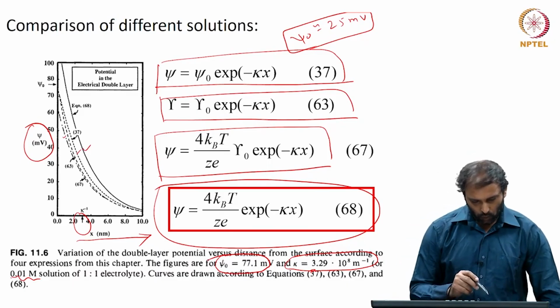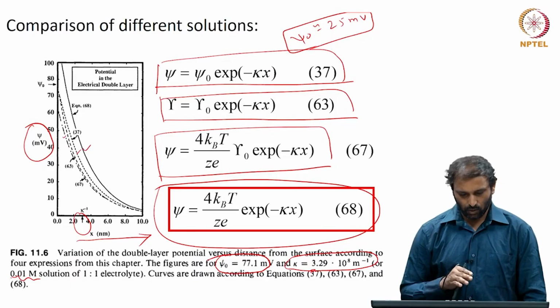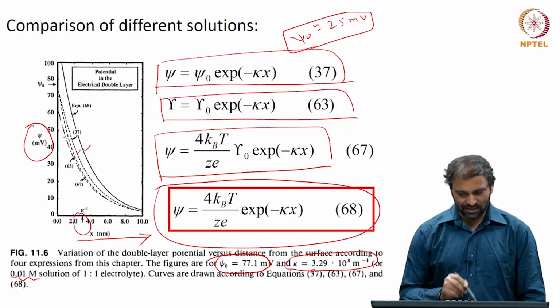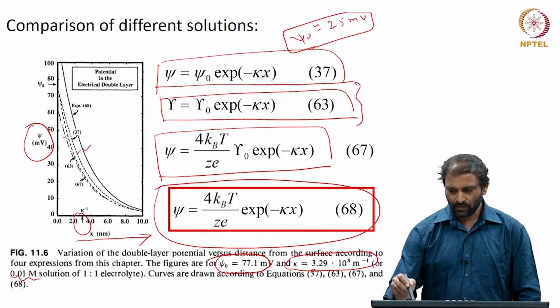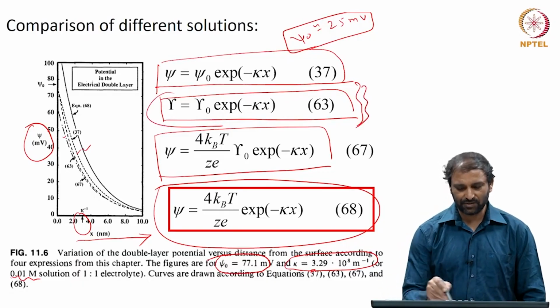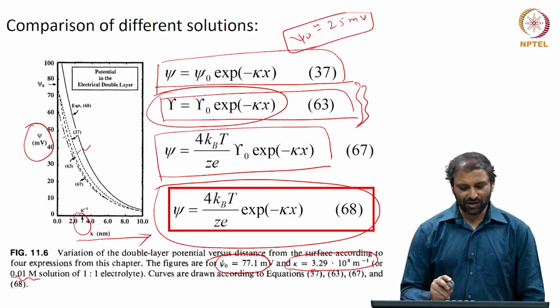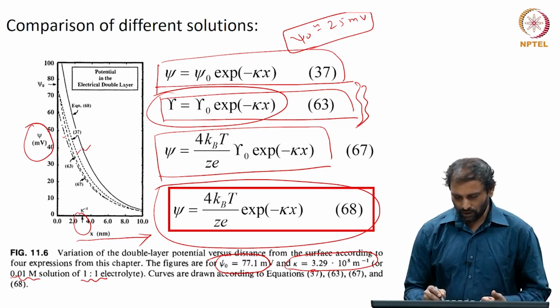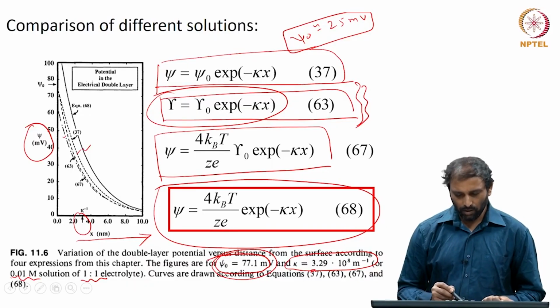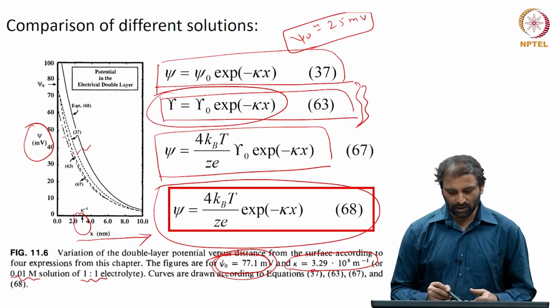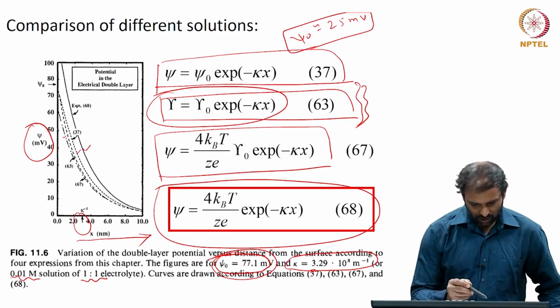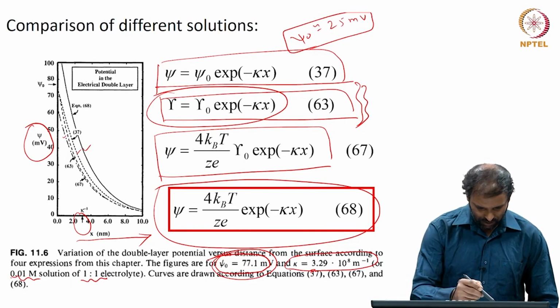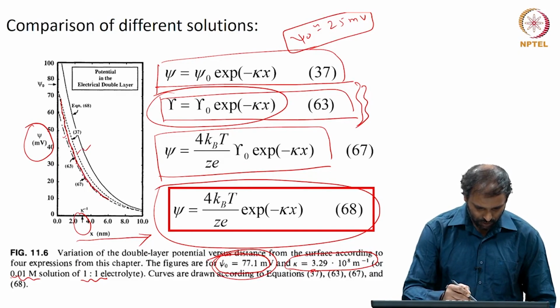And so, the best expression that one could use to predict the variation of potential with separation distance in this particular case is this expression, because this is the Gouy Chapman theory, which is valid for the symmetric 1:1 electrolyte in this case, and we know that it is applicable for any potential, because we are not invoking the low potential limit case.